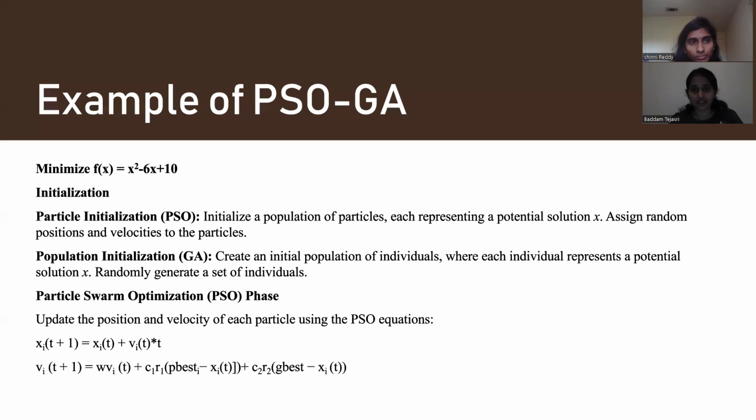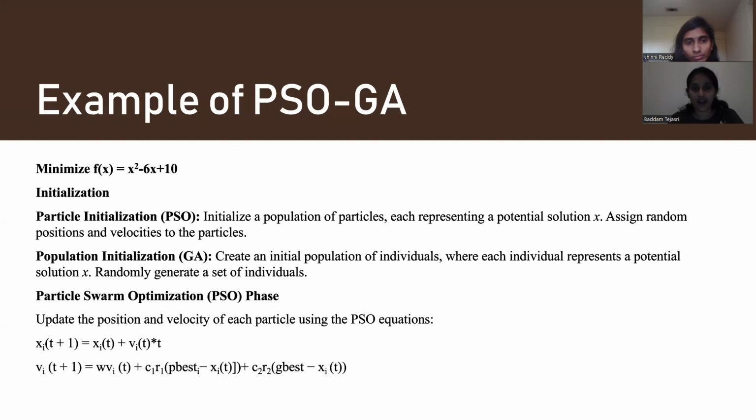Let us understand the PSO-GA algorithm in detail by taking an example. Let us take the function x squared minus 6x plus 10. The main objective is to minimize this function. So here we will apply this algorithm. First is the initialization process. Here we initialize the population of particles, where we assign random values of velocity and position to each particle. Here a particle represents a possible solution of x.